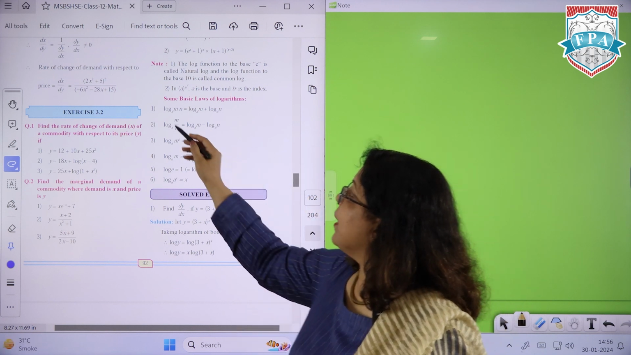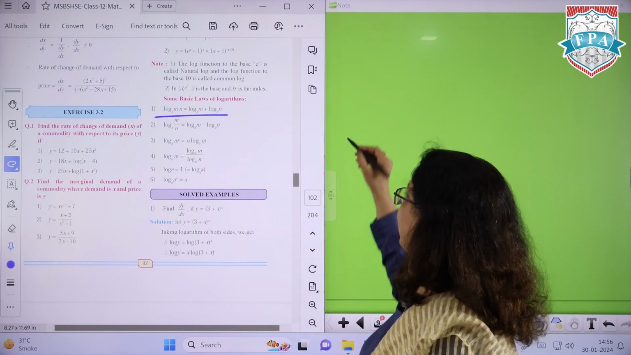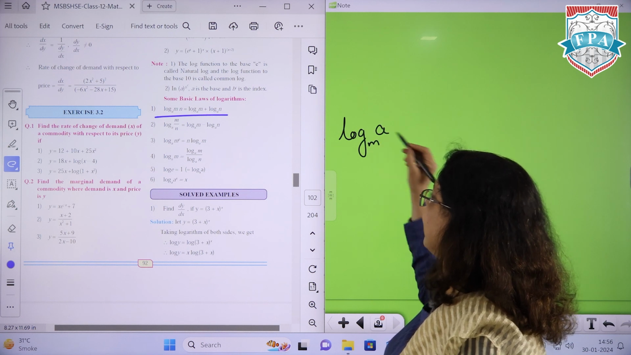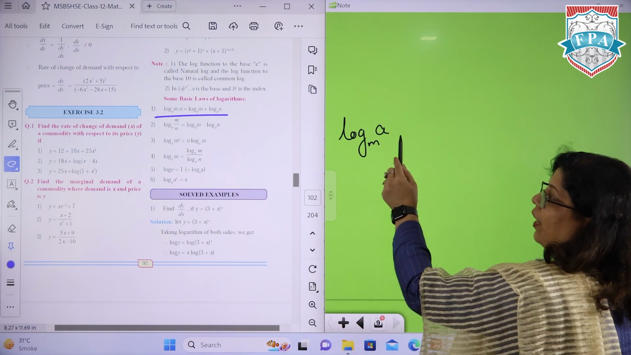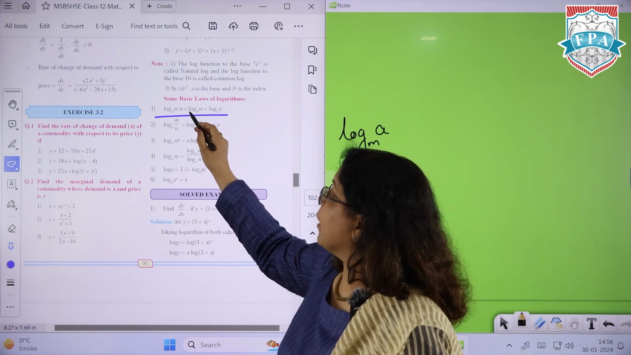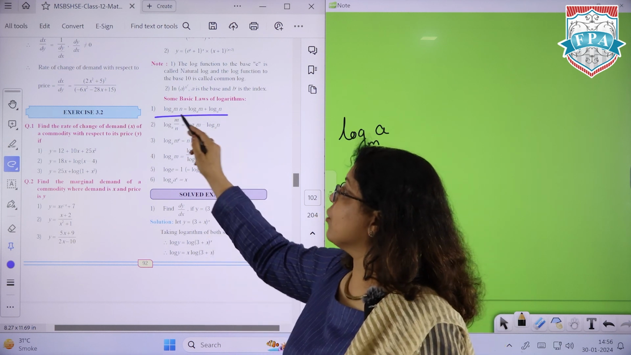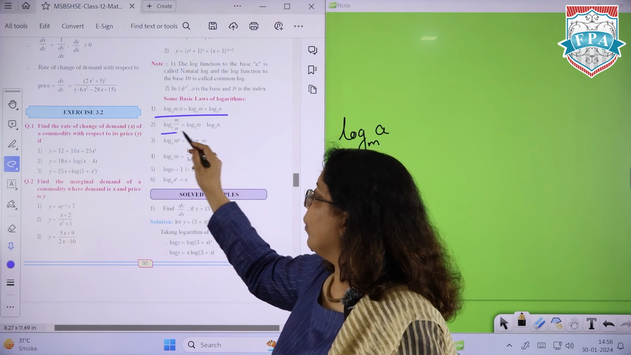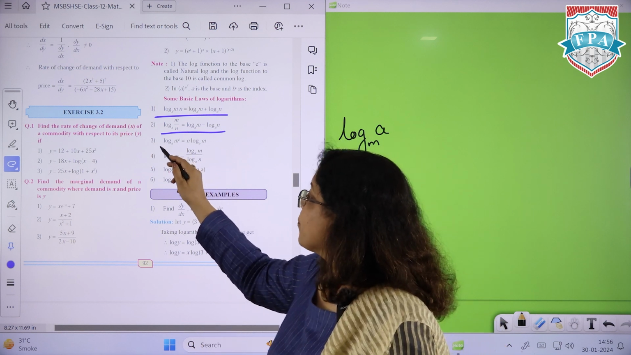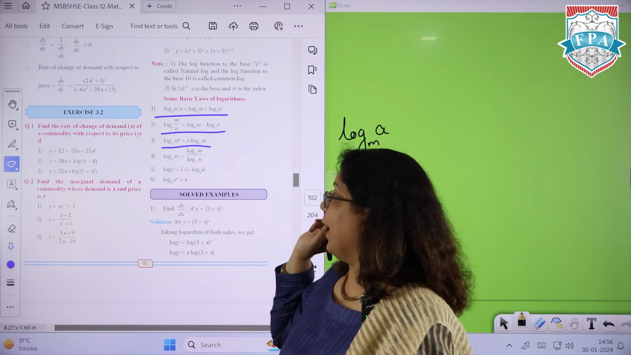So the first basic law is log mn to the base a. This is how we read it. If it's log a and here m is given, we read it as log a to the base m. So this is the first part. Then it becomes log m to the base a plus log n to the base a. So when it's multiplication, in log it is addition. When it's division, in log it is subtraction. When it is a power, this is the power law, m to the power of n, it becomes n log m.